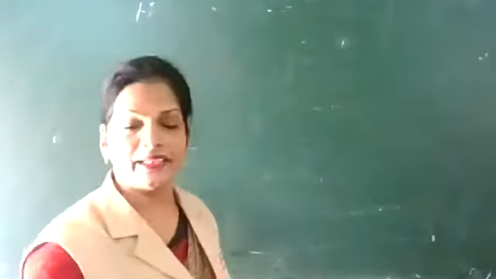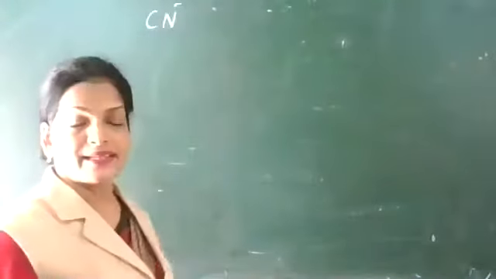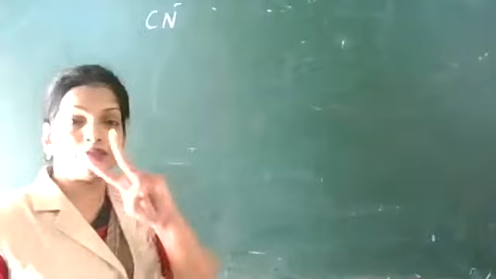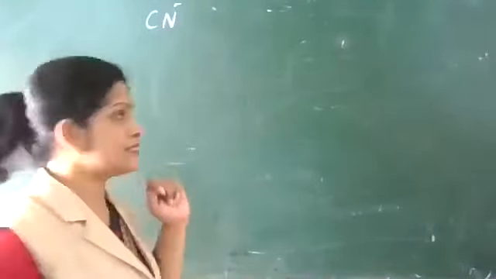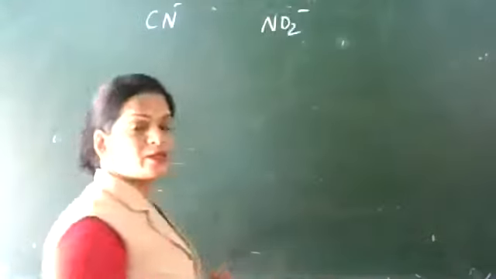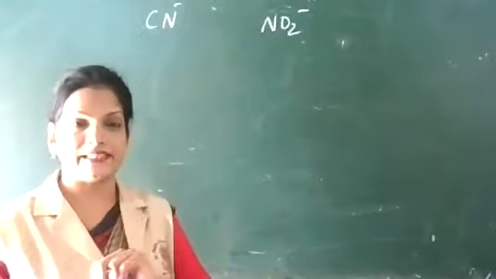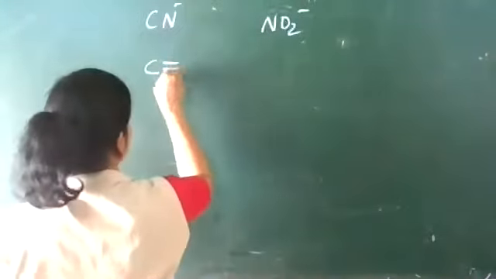Next, ambident nucleophile. CN minus has two nucleophilic centers, carbon and nitrogen. Similarly, NO2 minus also has two nucleophilic centers. We say ambident nucleophile.